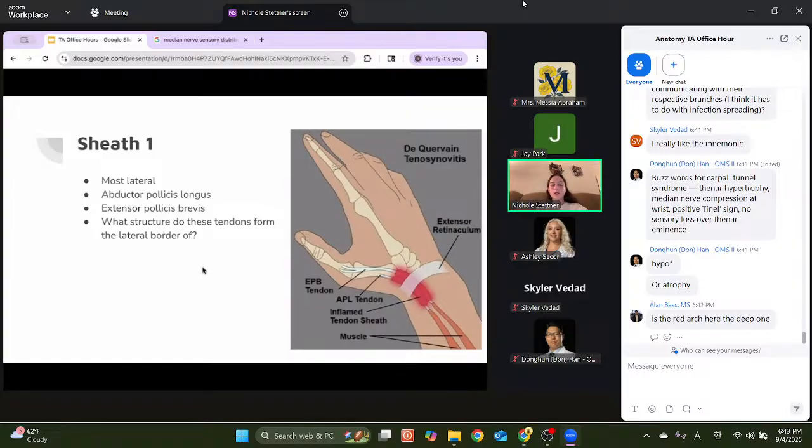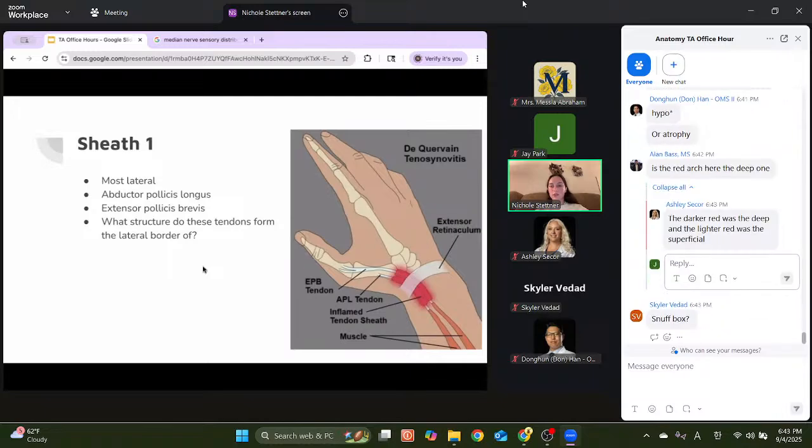So the abductor pollicis longus and the extensor pollicis brevis. These form the lateral border of a very important structure.